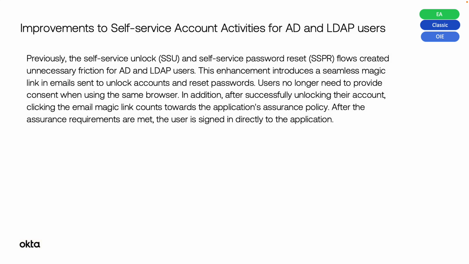This enhancement introduces a seamless magic link in emails sent to unlock accounts and reset passwords. Users no longer need to provide consent when using the same browser. In addition, after successfully unlocking their account, clicking the email magic link counts towards the application's assurance policy. After the assurance requirements are met, the user is signed in directly to the application.